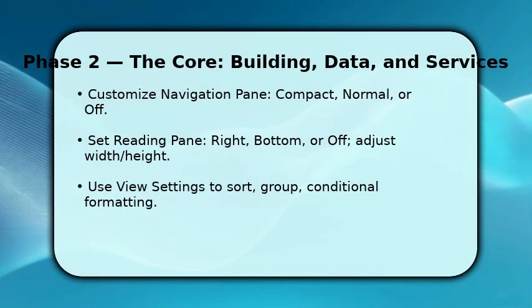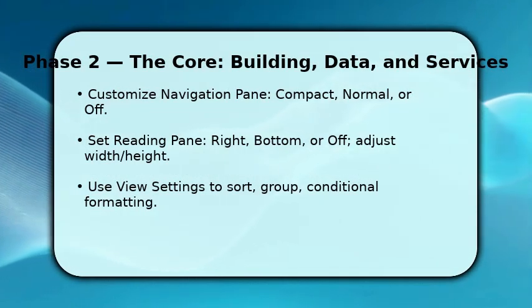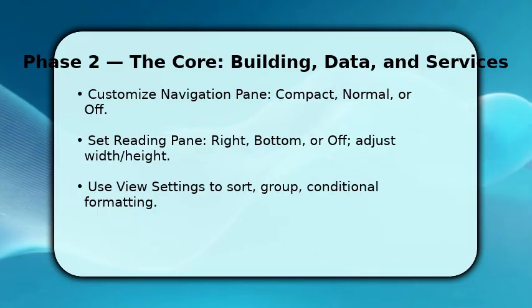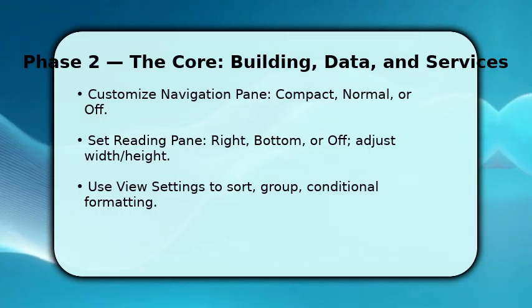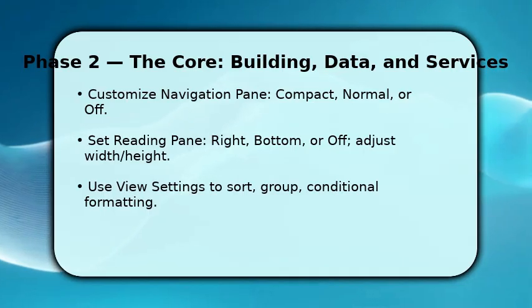Once you've opened View Settings, adjust the navigation pane to compact, normal, or off. This determines how many folders you see. Then change the reading pane to right, bottom, or off. Drag the divider to tweak message preview size because visual balance improves scanning.